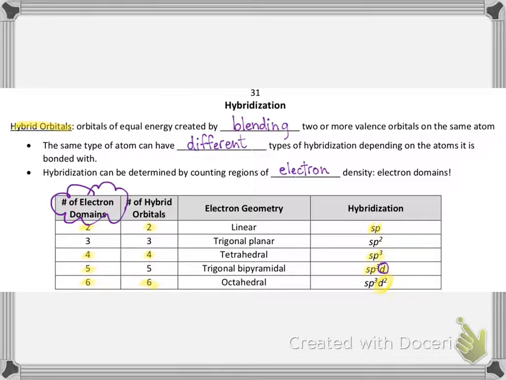However, for reasons unknown to me, the hybridization that includes the d sublevels are not AP tested, even though the expanded octet VSEPR shapes totally are. So they're going to show up on our practice problems because they totally make sense and we work with things that have expanded octets. But if someone's asking you, like, in a free response on an AP test, what's the hybridization of this molecule? Don't put a d sublevel in there. I don't know why. The only ones that you actually need to know that are AP tested are going to be sp, sp2, and sp3.